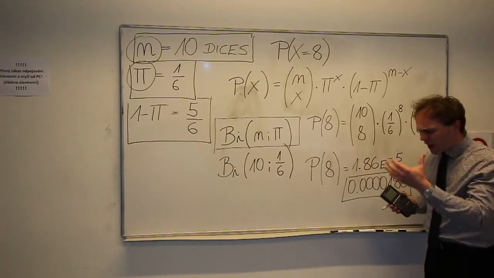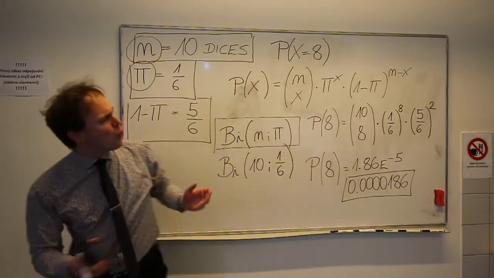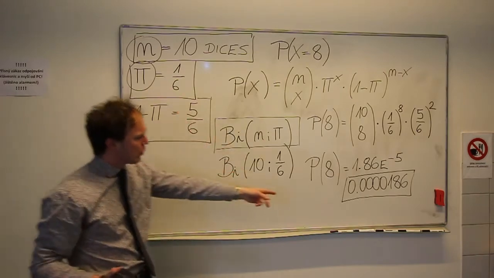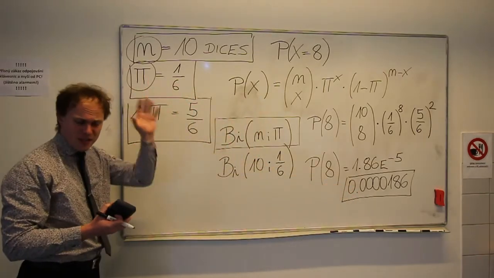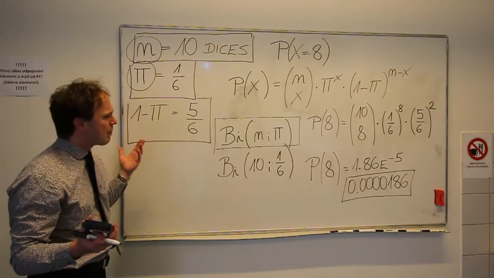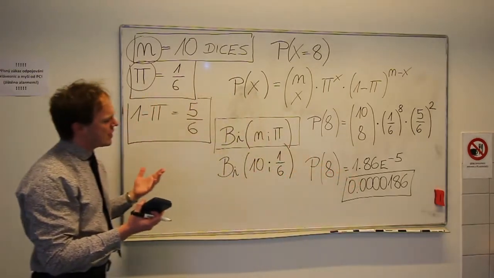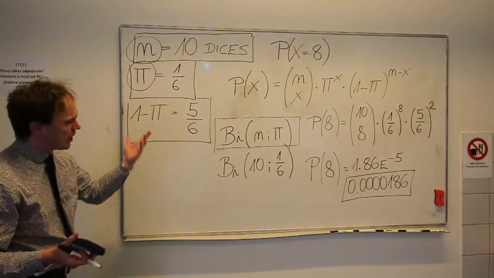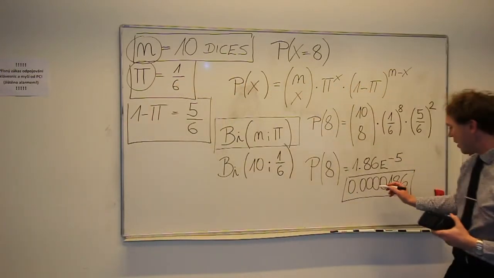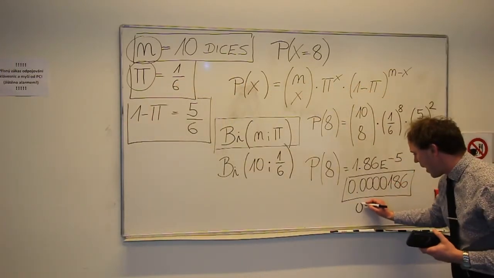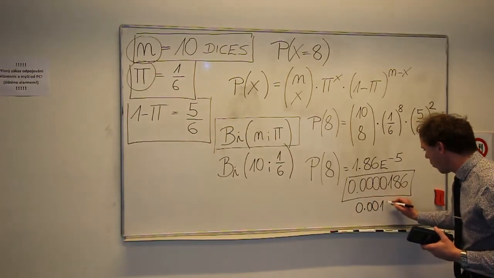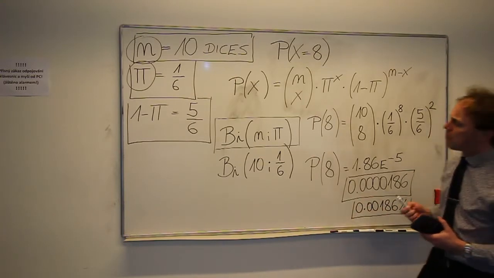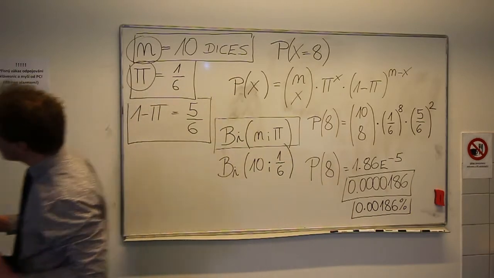Can you imagine that you have 10 dice, yes? And you throw these 10 dice on the table, and you require on 8 of them the same number. It's a very small probability that you will see 8 same numbers, and only 2 dice will be different. Yes, so this is really a very small probability. If you multiply this by 100, there is 0.00186%. Yes, so this is a very small probability. So we will solve B.